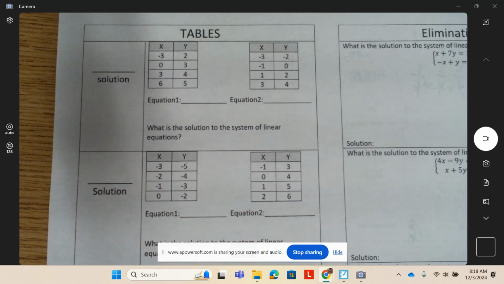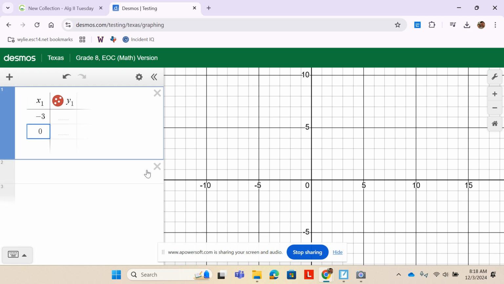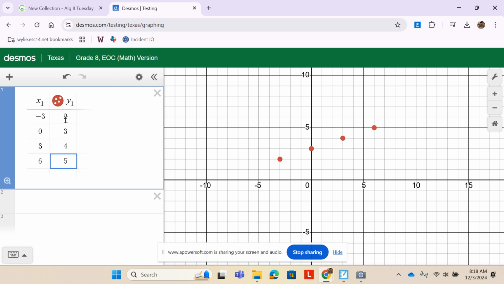So to do that, I need to figure out my equations. And the way we're going to do that today is just by using Desmos. So in Desmos, I will put in those values for my first table. So -3, 0, 3, and 6. Then 2, 3, 4, 5.